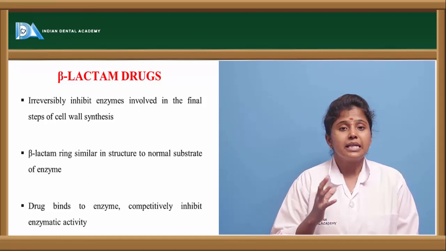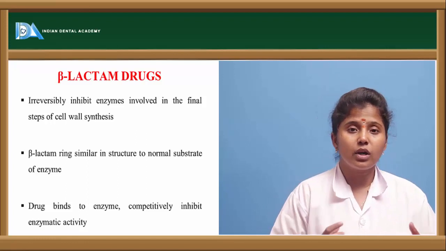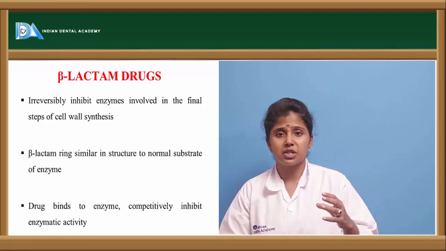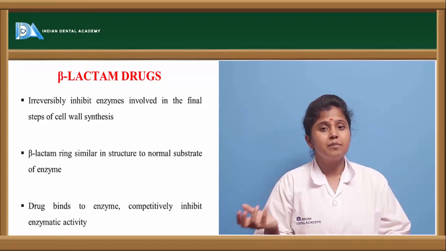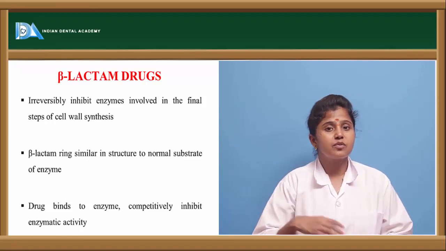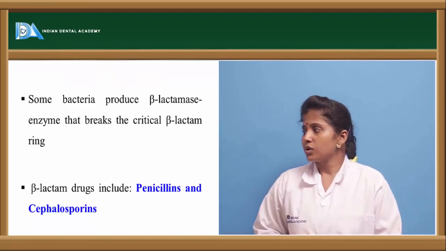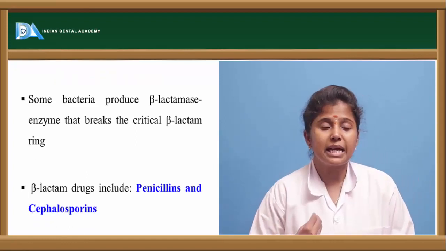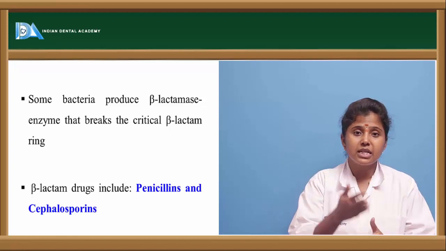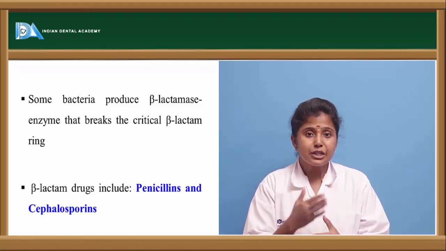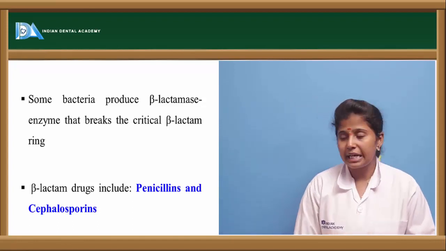And the beta-lactam has a structure which is similar to that of the substrate of the enzyme. The enzymes involved in cell wall synthesis mistake these beta-lactams for the substrate, and thereby the enzyme activity is inhibited. Some bacteria produce the beta-lactamase enzyme, and thereby the beta-lactam ring is broken. In such bacteria, these beta-lactams are ineffective, and the beta-lactams include penicillin and cephalosporins.